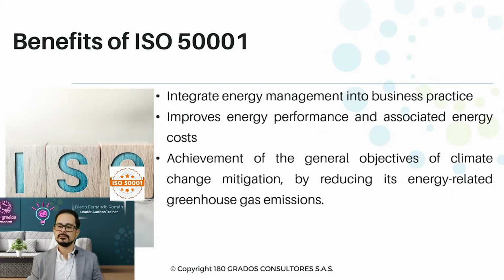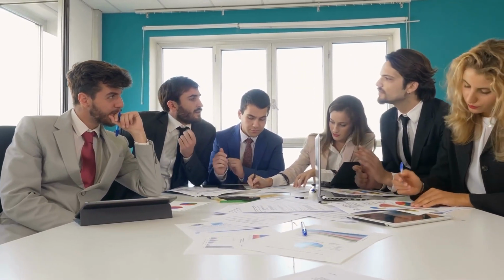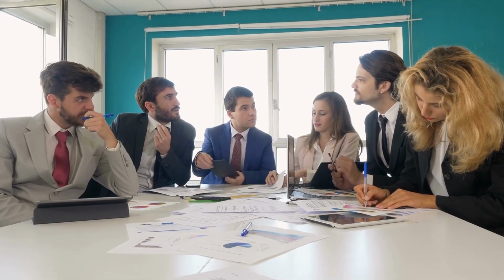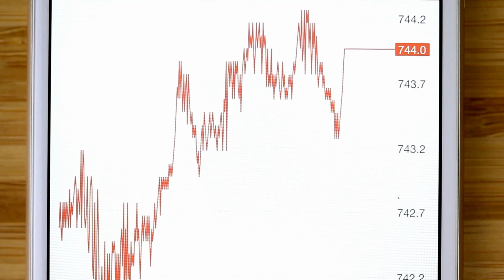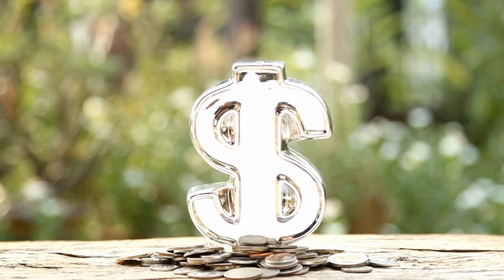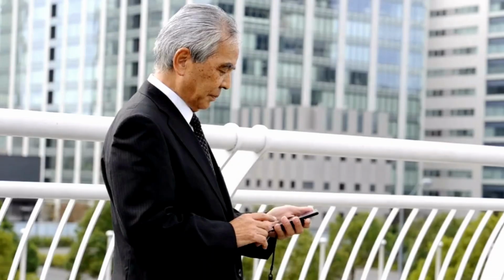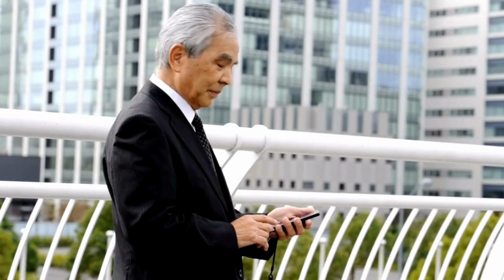Okay, let's see the benefits of ISO 50001, and let's now focus on how to integrate energy management into business practice. The ISO 50001 standard encourages organizations to make energy management an integral part of the overall business strategy. By integrating energy management into business practice, organizations can significantly improve their energy performance. This not only reduces energy consumption, but also leads to substantial cost savings. It's a win-win situation. You save energy and you save money.